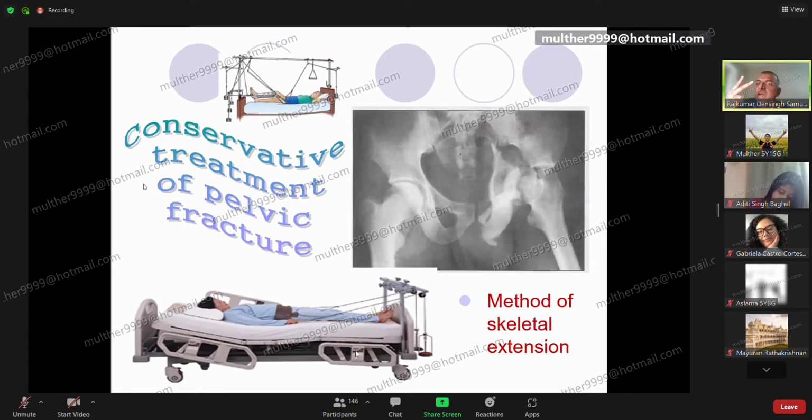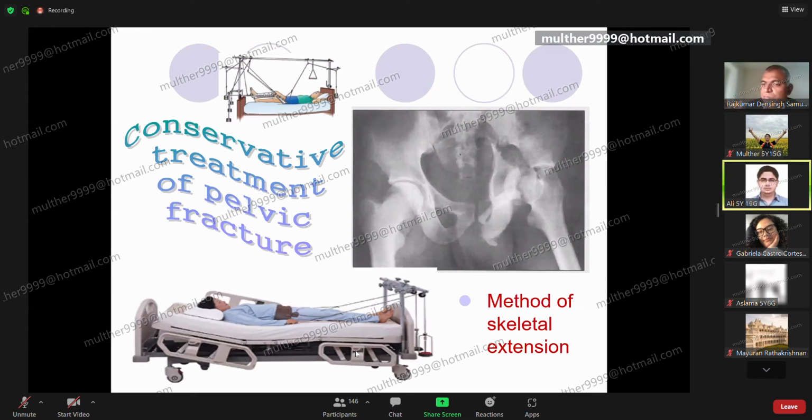So treatment can be divided into two groups. You already know. Treatment can be conservative or operative. Yes or no? Yes. So how to treat this patient conservatively?